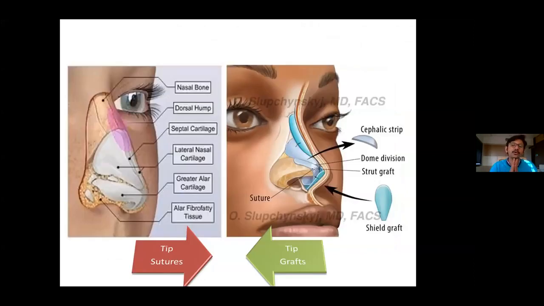To give a good tip definition and dorsal definition, you have to use a lot of grafts to portray the changes, as opposed to the North Indian or the Caucasian type of noses. Generally, you have to do reduction, and whatever tip sutures are used are generally very well seen.